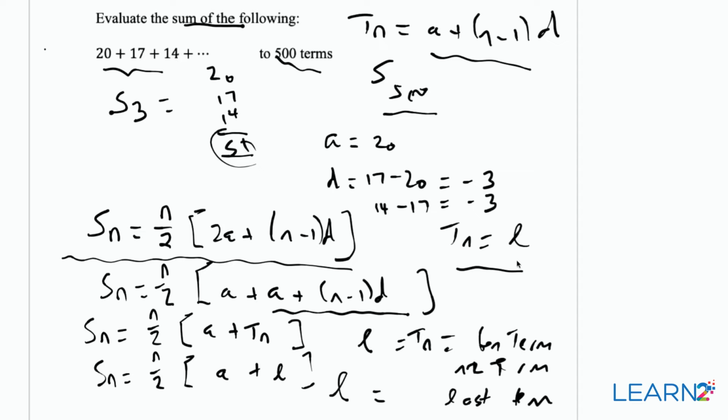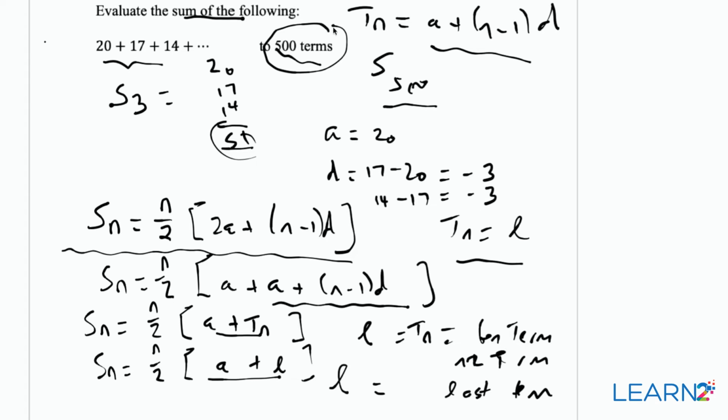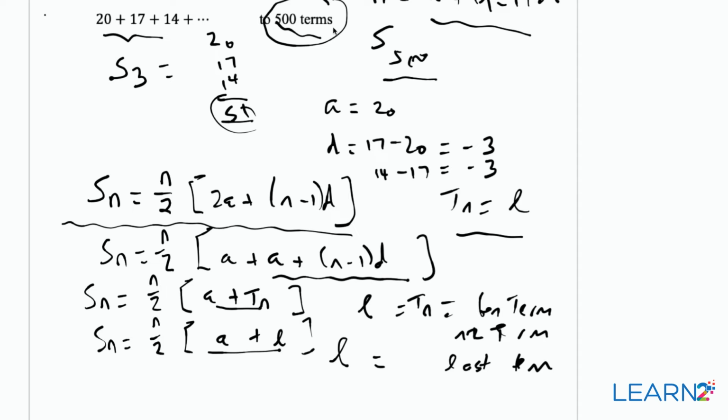So S_n here is equal to either n over 2 times a plus T_n, or it's equal to a plus L times n over 2, or it's simply equal to n over 2, 2a plus bracket n minus 1 times d. So in this question, they are asking us for the sum of 500 terms. So all we really need to do now is substitute. Sum of 500. Let's go and see how this works.